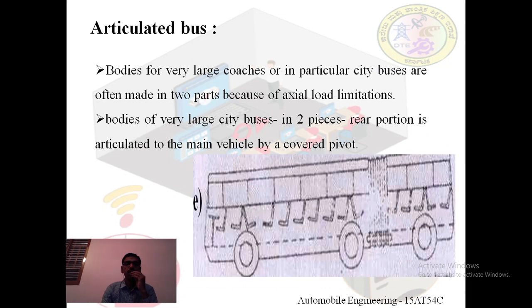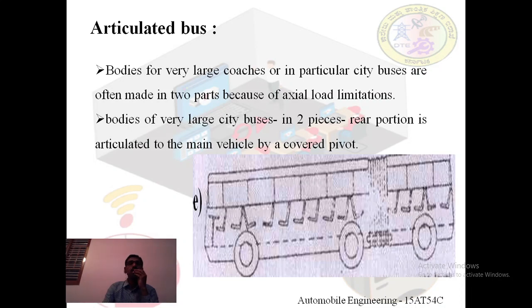Next, articulated buses. What are articulated buses? Bodies for very large coaches or particular city buses are often made in two parts because of axle load limitations. Articulated means a vehicle which consists of two or more rigid sections which articulate relative to each other. The passenger compartments of each section are interconnected by an articulated section, allowing free movement of passengers between them. The rear portion is articulated to the main vehicle.